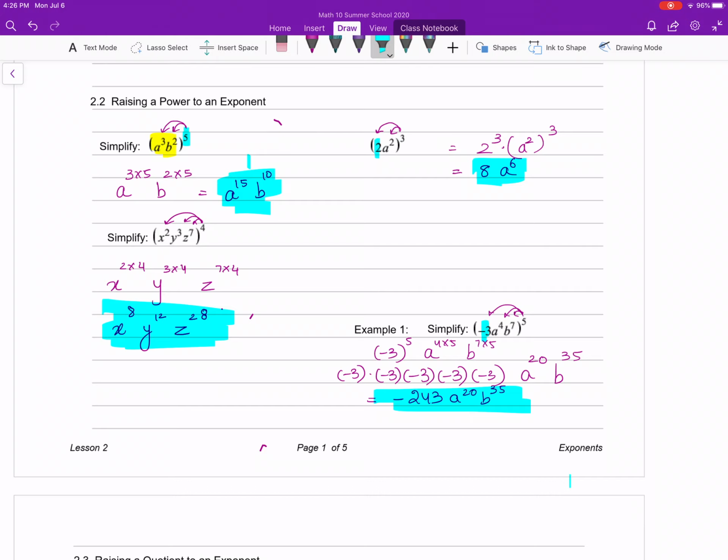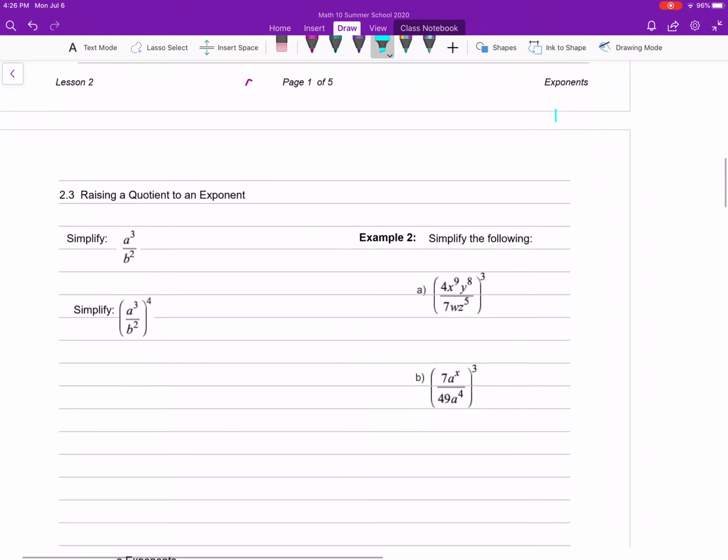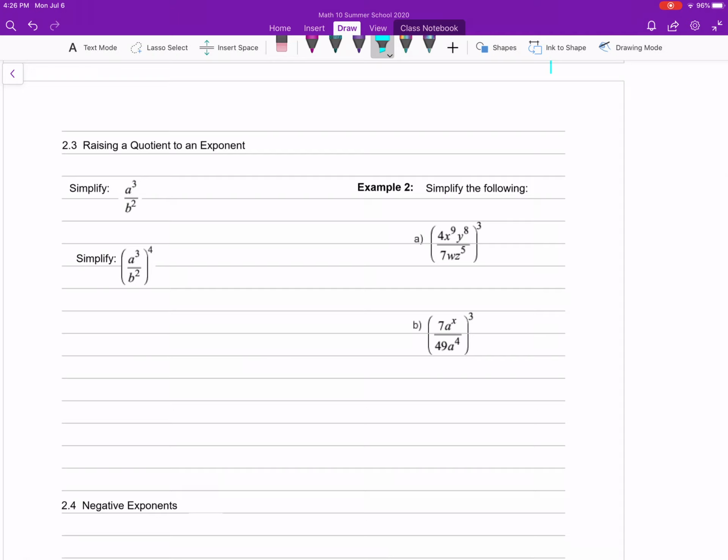Now let's move on to the next, which is raising a quotient to an exponent. We've done the multiplication part and we will do the division one. Now you can see in this case, the bases are different. The one which we did yesterday, the bases were the same. If the bases are different and it's raised to another exponent, we give this exponent to both the numerator and denominator. This means a is 3 times 4 and b squared times 4, which becomes a to the power 12 and b to the power 8.